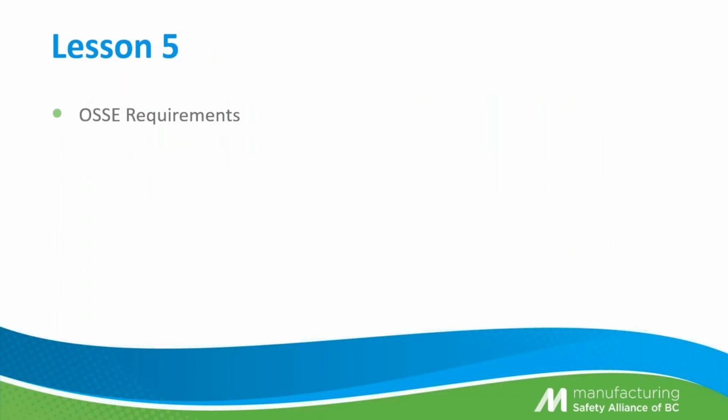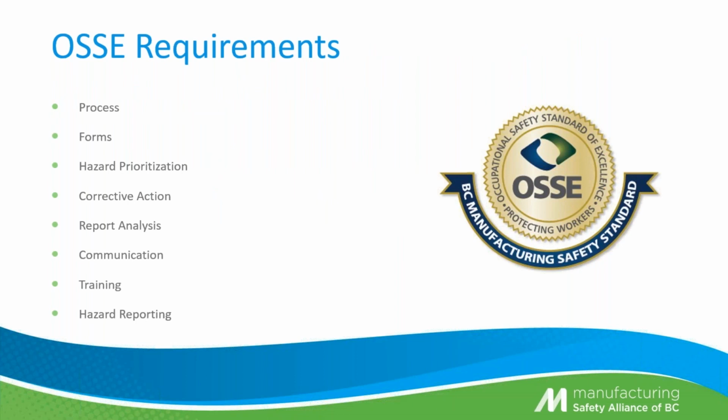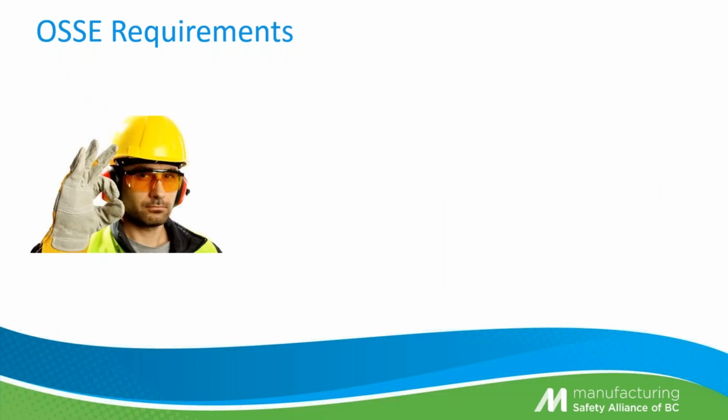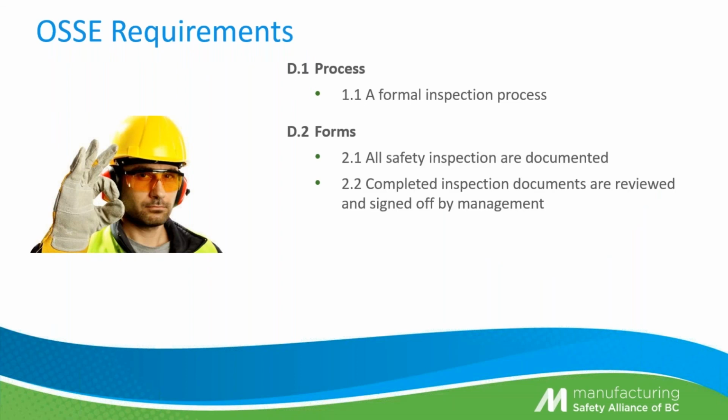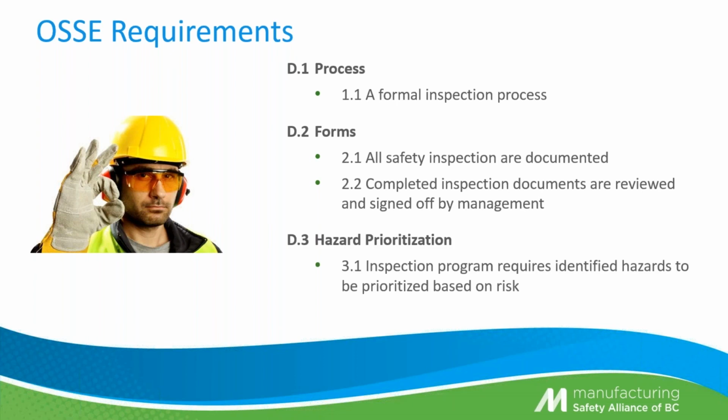So in lesson 5 here, we'll quickly go through the regulatory requirements. We're going to talk about the process, the forms, the hazard prioritization, corrective action, report analysis, communication, training, and hazard reporting. So document 1, we need to have a formal inspection process. You've got to write down your elements: what you do, how you do it. How do you want to break that down into the different sections? Those are exactly what we've broken down here. Second section, we need to have forms. So use an inspection form, document it, record it, and have it posted.